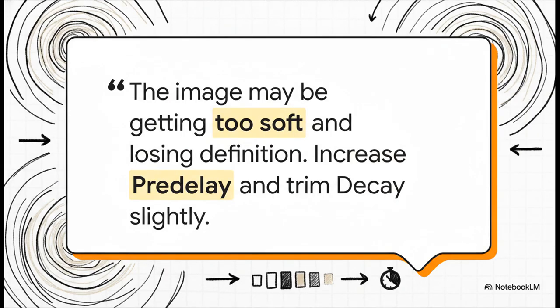Okay, now for the reverb. Remember those high blur and distance scores? Here's the comment for that. It diagnoses the reverb as too soft and losing definition, and then it suggests increasing the pre-delay and trimming the decay. Again, it's pinpointing a super common issue and suggesting a pro-level fix.